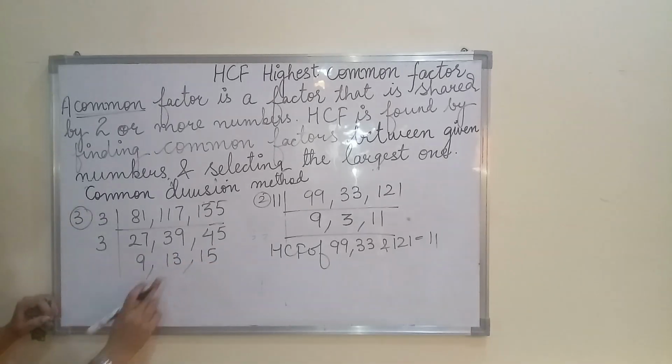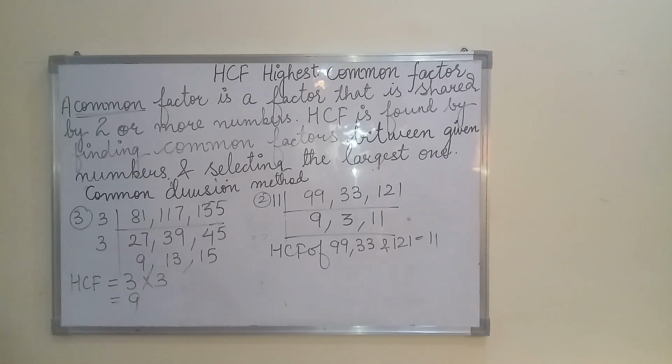अब ये नहीं जाते क्योंकि 3 के टेबल में 9 तो आ जाता है, 15 तो आ जाता है, पर 3 नहीं आता. तो हम लिखेंगे HCF क्या निकला इसका, 3 into 3 that is 9. Fine.